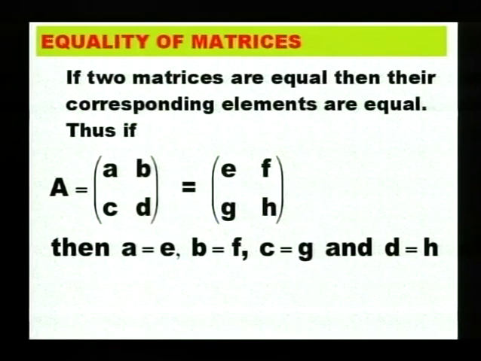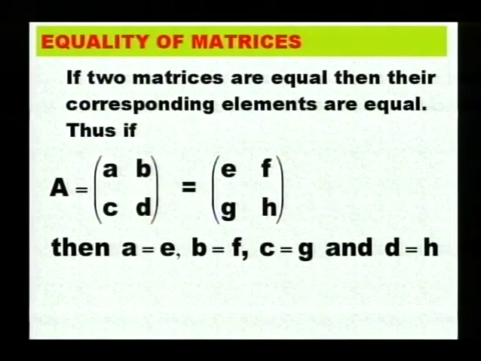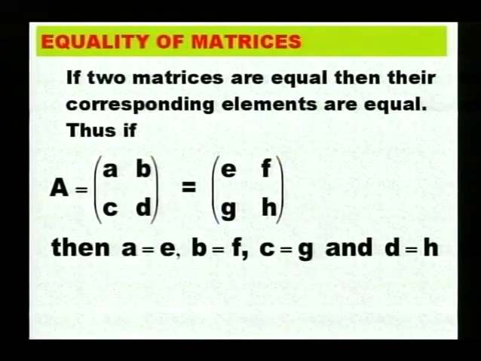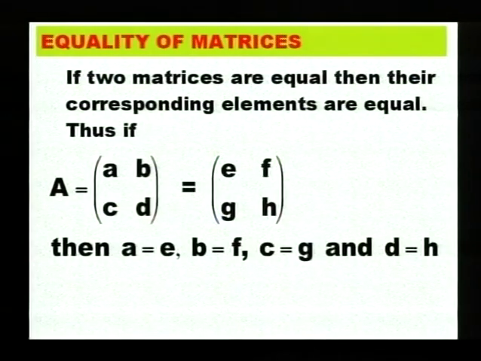Equal matrices, or equality of matrices: if two matrices are equal, then their corresponding elements are also equal. So if the matrix A, B, C, D is equal to the matrix E, F, G, H, then A equals E, B equals F, C equals G, and D equals H. I think that's very clear.